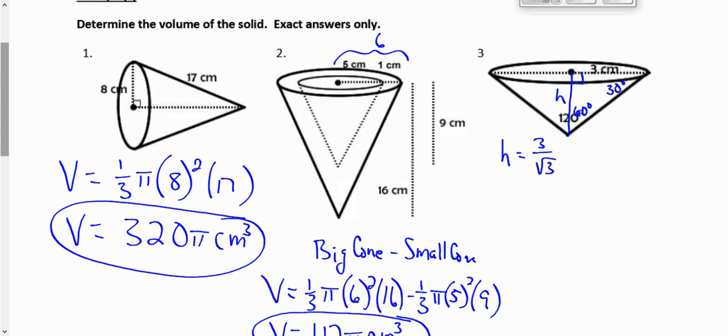So now we have the height. We got the radius. That's all we need for volume, right? So volume equals 1/3. What is it? Pi times what? 3 squared. 3 squared times what?